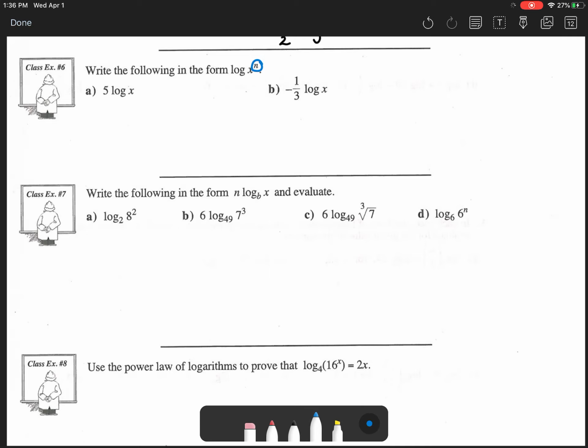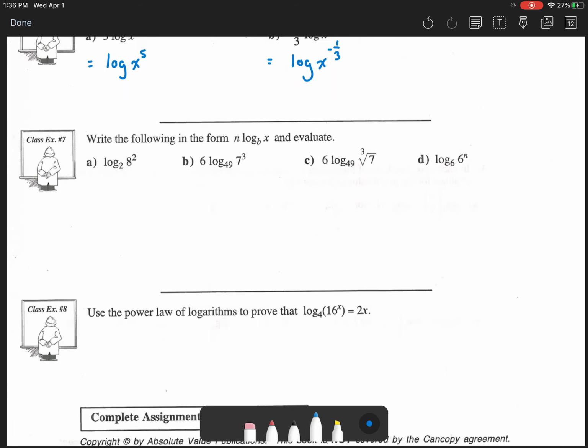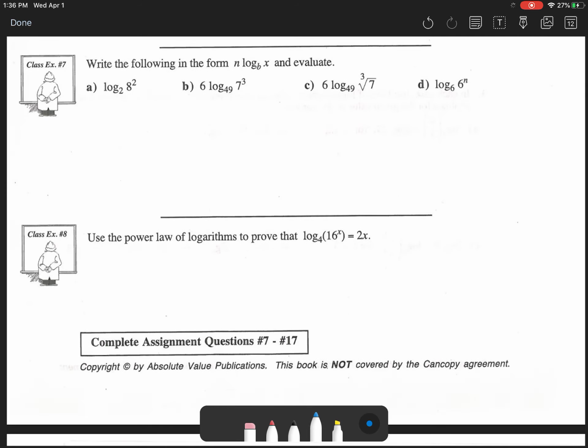Now, in the second set of questions, they're just having us go the other direction. This time they want the question written like this, where that value of n is attached as an exponent to the argument. So they've given me 5 log x. Well, that's the same as saying log x to the exponent of 5. And in B, same basic idea. This is going to be log of x to the exponent of -1/3. So pretty straightforward in those first 2 questions.